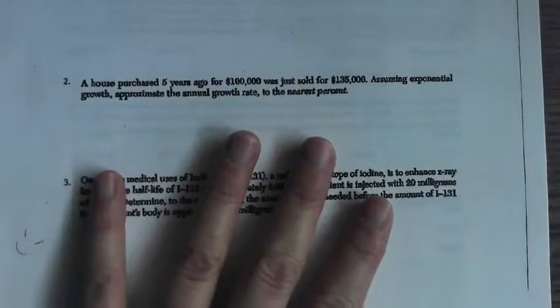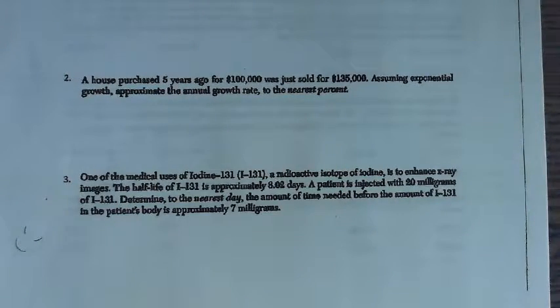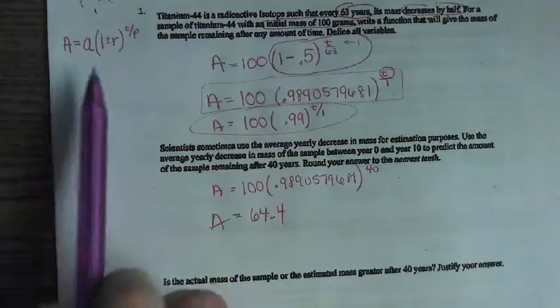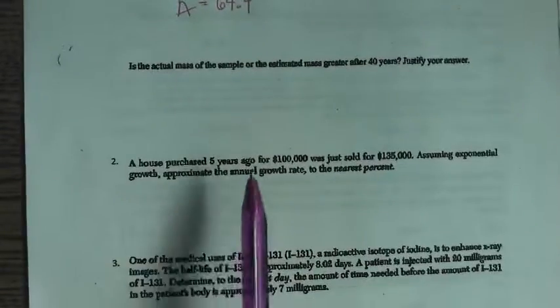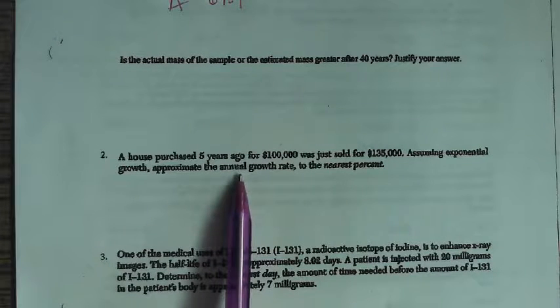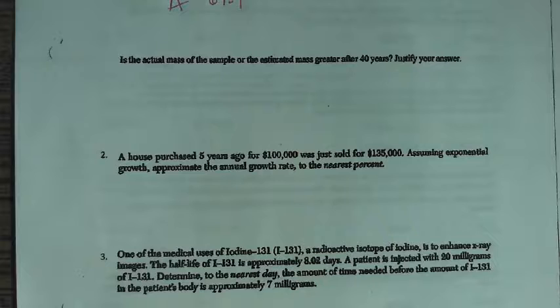Number 2, a house purchased 5 years ago for $100,000 was just sold for $135,000. Approximate the annual growth. What type of equation is this? Because they didn't give us a formula, we've got your basic exponential growth or decay, which we just used above. There's a compound interest option. Is this compound interest? No. And there's a PERT option that you're looking for. What buzzword? Continuous. And we don't have that either. So this is just, again, that formula.